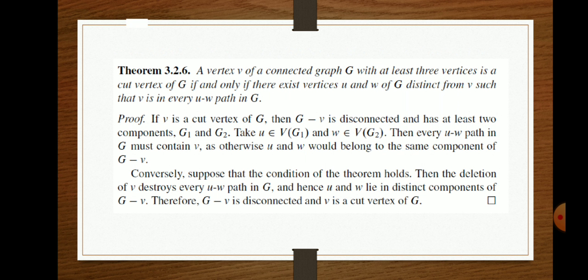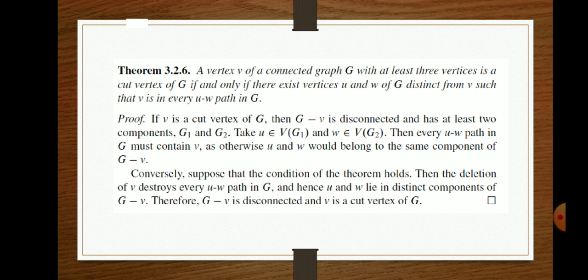Next theorem. A vertex V of a connected graph G with at least 3 vertices is a cut vertex of G if and only if there exist vertices U and W of G distinct from V such that V is in every UW path in G. This is a necessary and sufficient condition for a vertex to be a cut vertex of G.